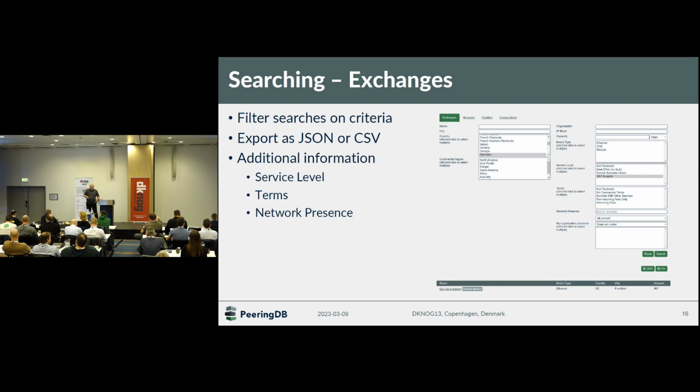For exchanges, you are now able to filter on search criteria. As I mentioned before, exchanges are able to categorize themselves on terms and on availability, and you can also query on these criteria. And for output, you're not only seeing the output on the graphical user interface on the website, but you can also say, okay, I want to have it as a JSON file or in CSV to later work on it.